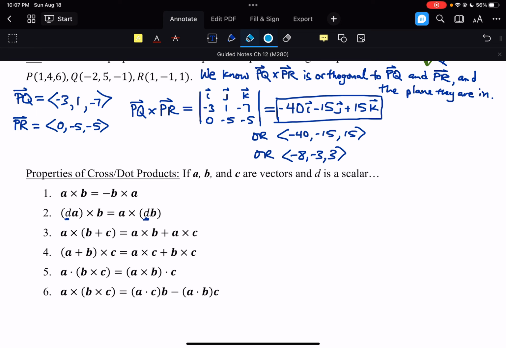And then the last one, we're not going to encounter this one too much. It goes in a different direction than we're heading. But A cross (B cross C) is equal to (A dot C) times B minus (A dot B) times C. A very interesting relationship to see how crosses and dots all interact with each other in unexpected ways. But again, that last one, we're not really going to be encountering too much.